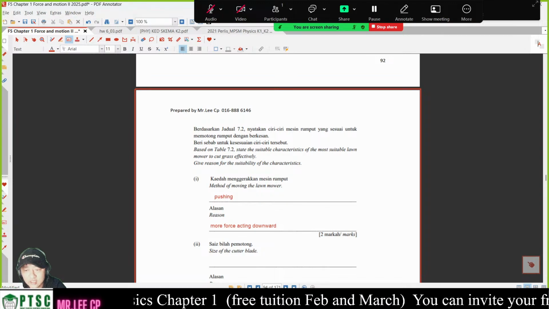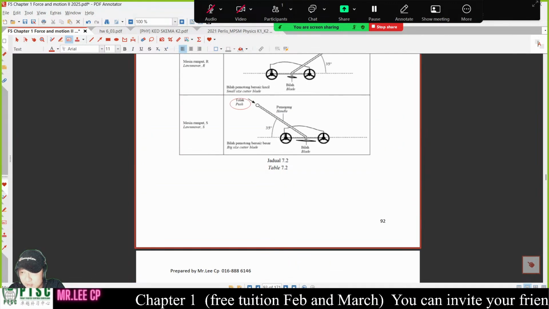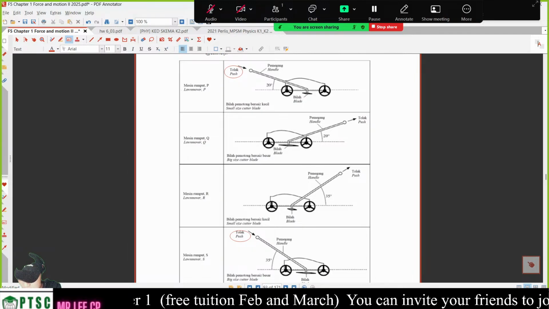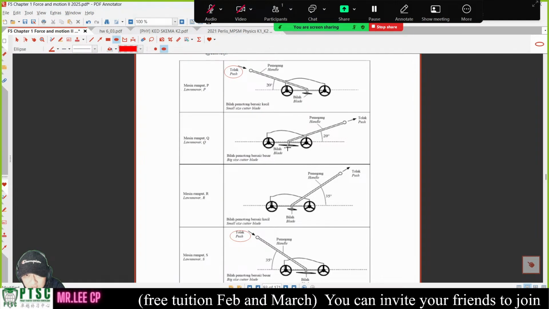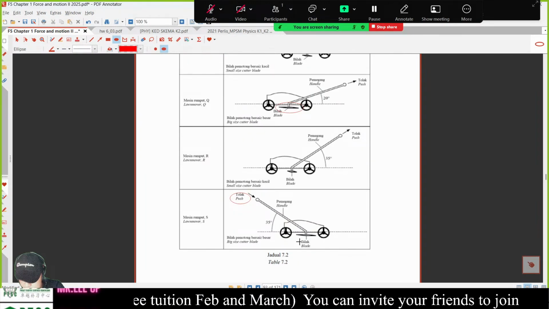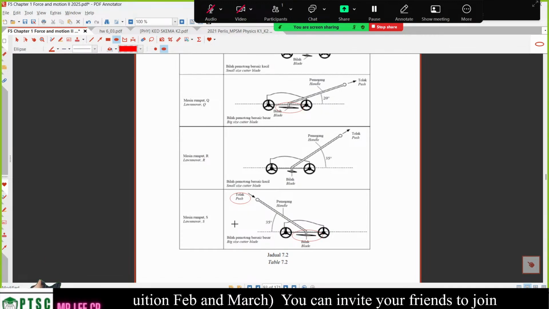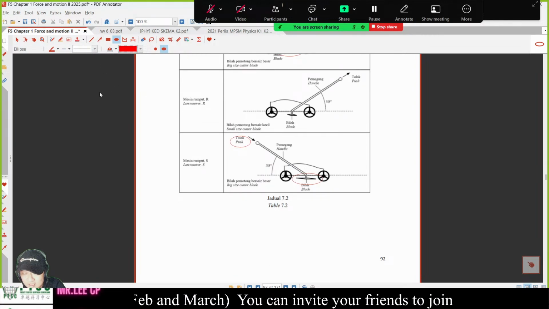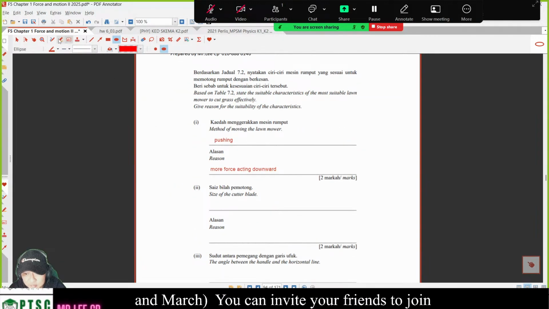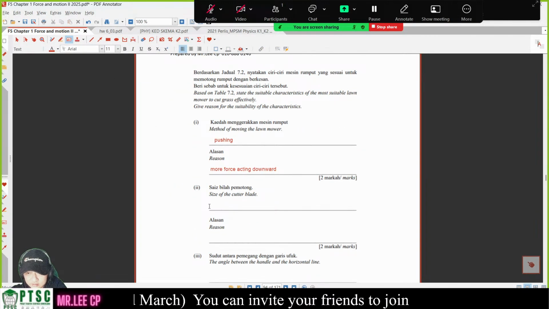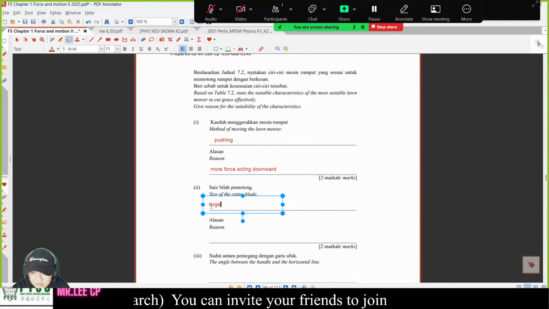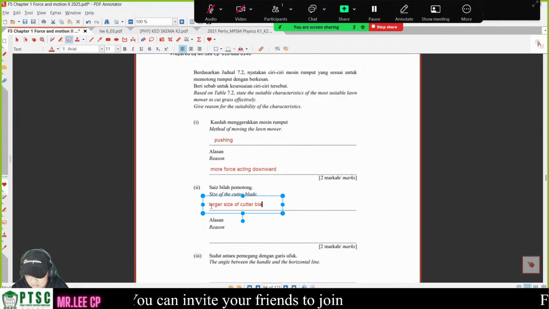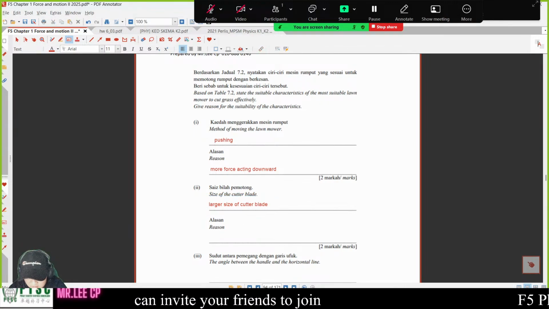Okay. Size of the cutter blade. Alright. We look at the cutter blade. This blade is big. This one is small. So this one is good. So larger blade. Size of cutter blade, can cut more grass.